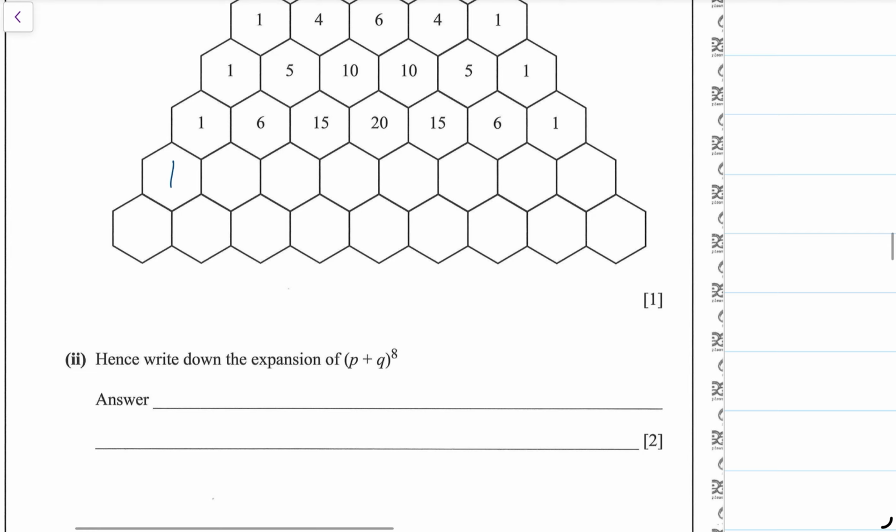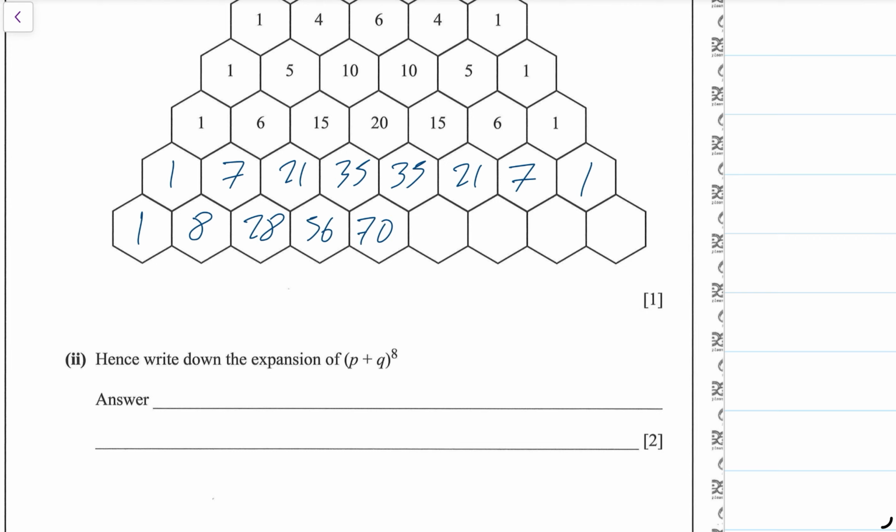Right, here, this is 1, 7, 21, 35, 35, 21, 7, and 1. And then 1, 8, 28, 56, 70, 56, 28, 8, and 1. Now we want to use this, and it says, hence write down the expansion of p plus q to the power of 8. The coefficients, the numbers that go in front of each term, are going to be 1, 8, 28, 56, 70, 56, 28, 8, and 1.